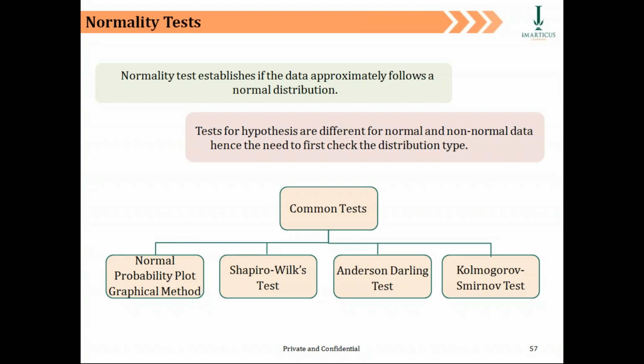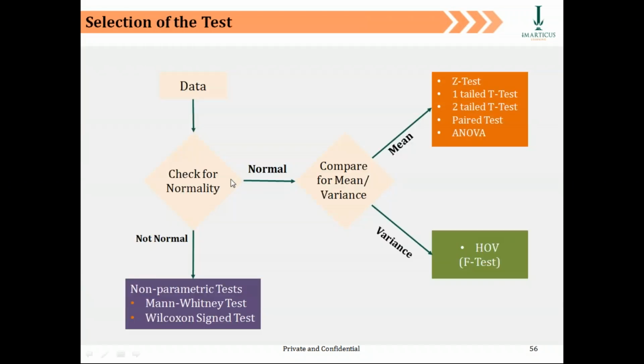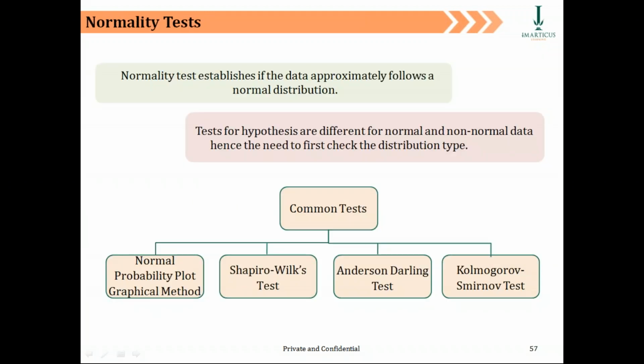Now, as I mentioned, if you look at the first flow, it is saying that once we get the data, we need to check for normality. Is your data normally distributed or not normally distributed? Here we have certain ways to check for normality. A normality test establishes if the data approximately follows a normal distribution.